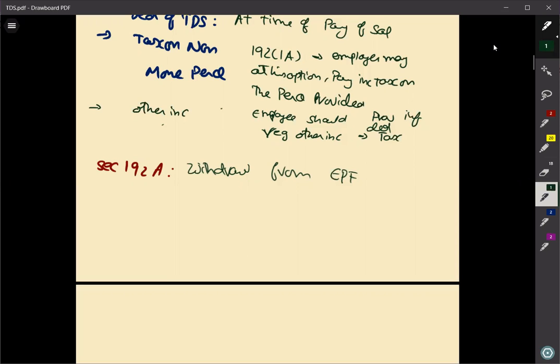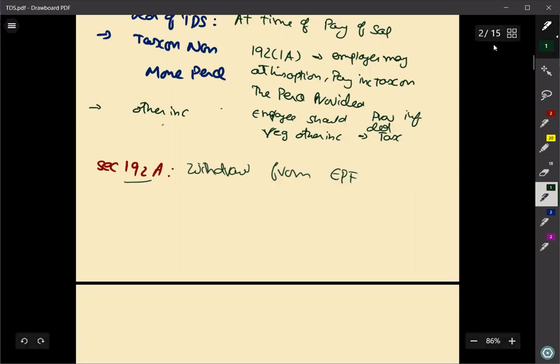You are working in a company, every month employer is deducting some money and contributing to the EPF. You had resigned from the company, then whatever money in the provident fund you had withdrawn. Then ultimately section 192A says, as it is taxable, the payer has to deduct the TDS.